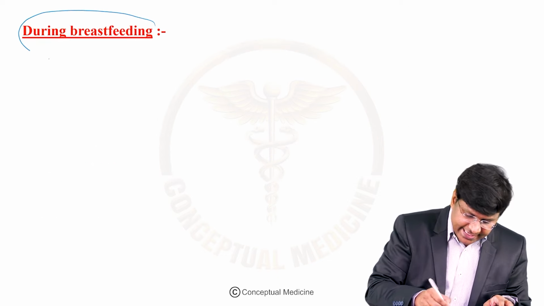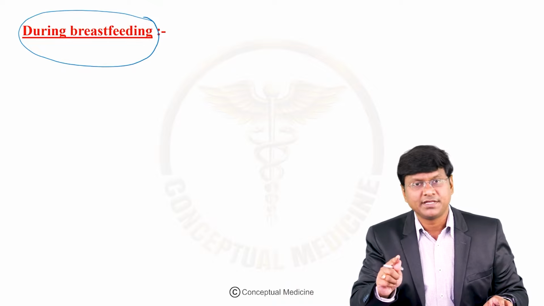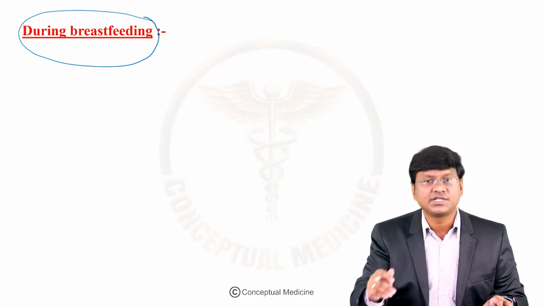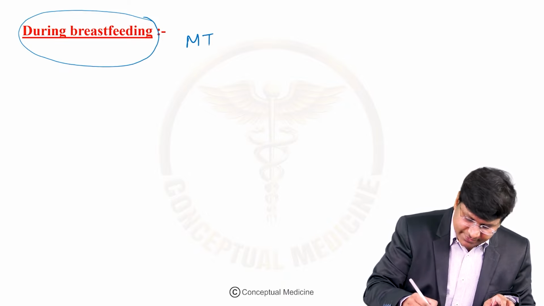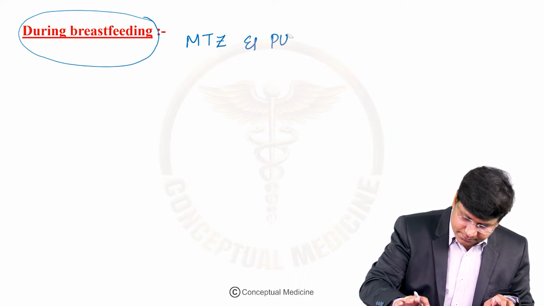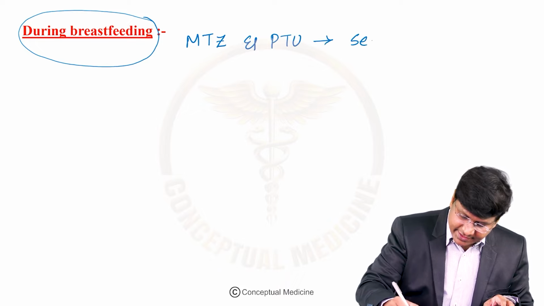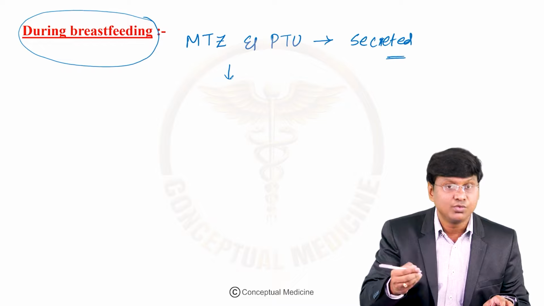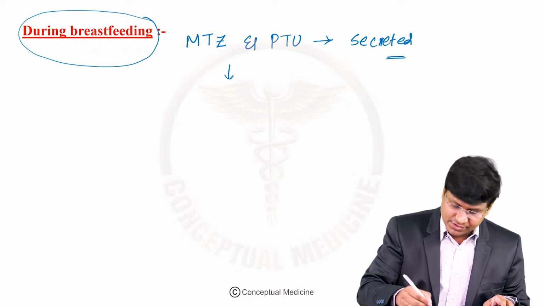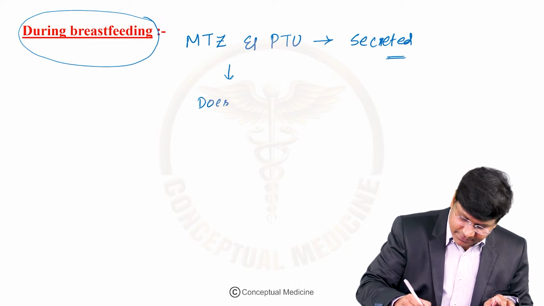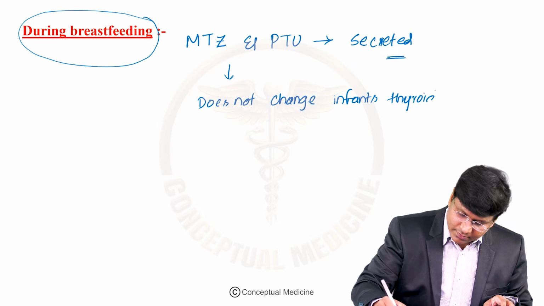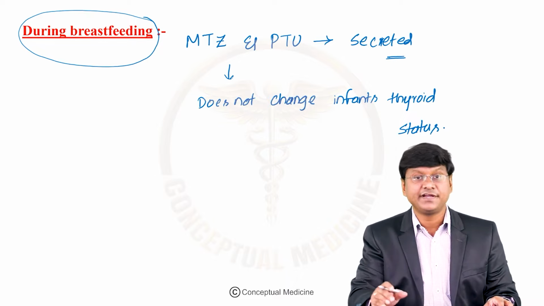Now, what about the story during lactation, that is during breastfeeding? Remember, both methimazole and propylthiouracil are secreted in the breast milk, but not in amounts that affect the infant's thyroid hormone levels. Okay, so both of them are secreted into the breast milk, but they are not secreted in amounts that affect the infant's thyroid hormone levels. So these drugs which are secreted into the milk do not change the infant's thyroid hormone levels.